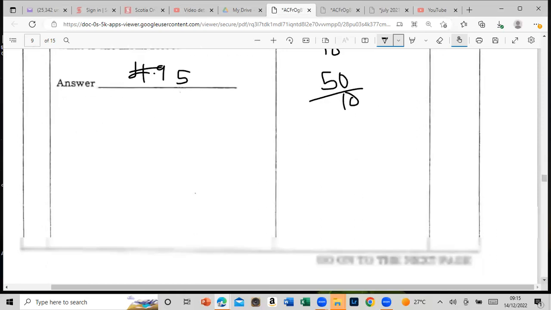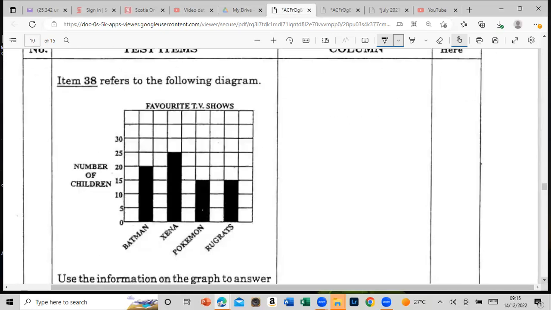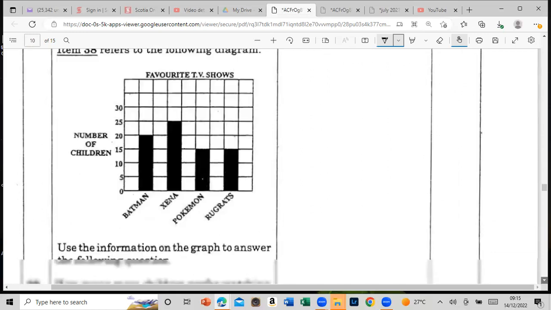So the mean would be 5 there. Alright, so item 38 refers to the following diagram. Let's see what the diagram says. It says Batman, Xena, Pokemon, and Rugrats. It says use the information on the graph to answer the following questions.